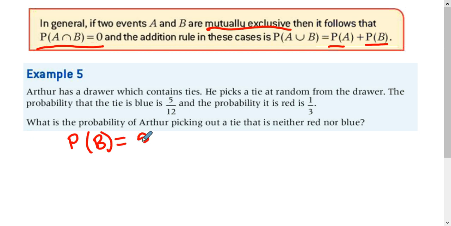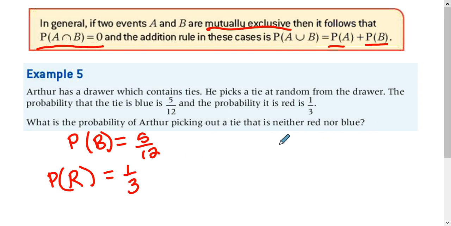5/12. And then what's the probability of picking a red tie? So list those things out. Always list out your probability statements. So we know those are each of the probabilities. Now, I want the probability of neither of them happening. That's a little bit on the harder side to do. So instead of doing neither, maybe I figure out if it's either.